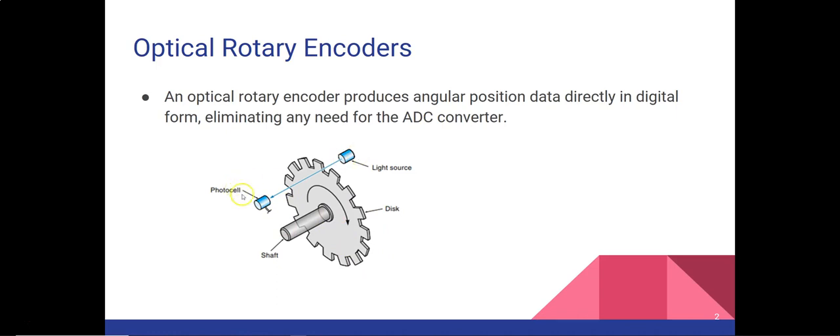The light source and photocell are mounted so that the slot passes the light beam as the disk rotates. And this information is recorded into the digital circuit which is attached to the photocell. So as the disk rotates, how much angle it has rotated, that information can be fed to the digital circuit which is attached to the photocell.